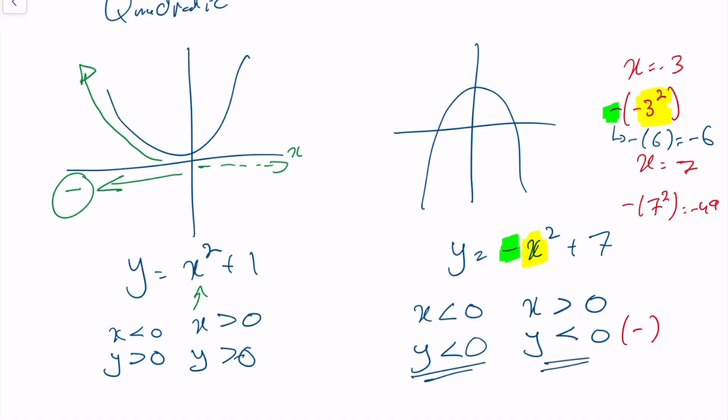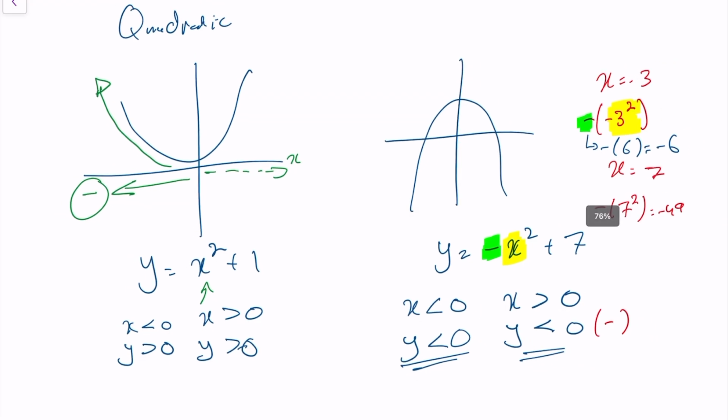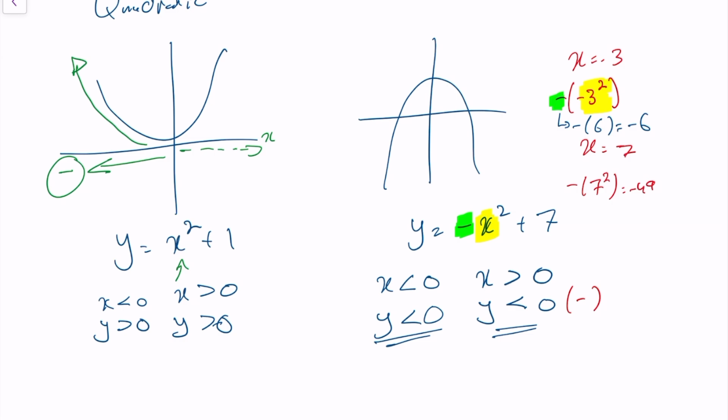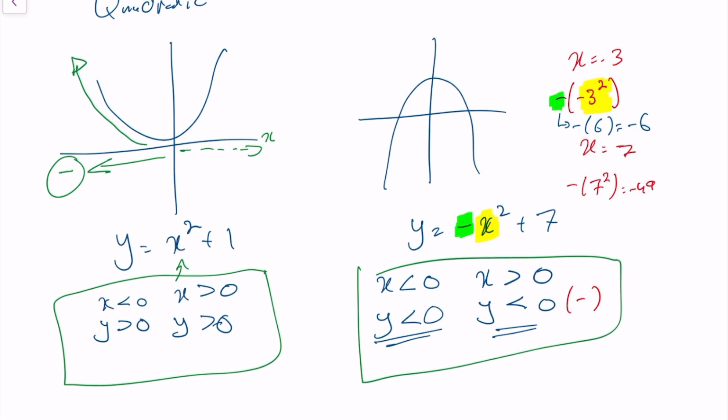Hence, whether it's a negative number for x or a positive number for x, y is constantly going down. That is why it makes an N shape or a U shape depending on the sign in front of the x squared. Okay, make sure you get notes of this down, as this is the key information here. This stuff in the box and this stuff in the box right there.